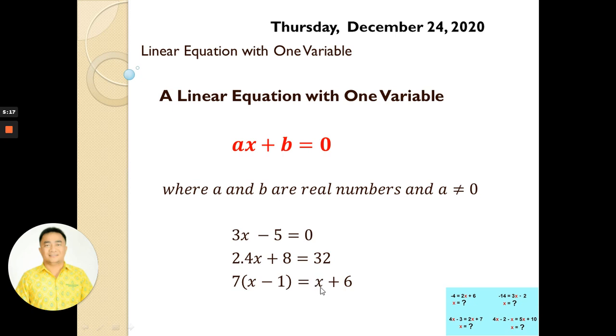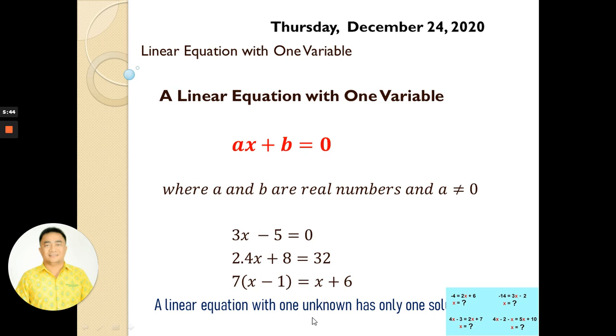Did you understand? Now we have here our example number 1. Remember again the additional information that a linear equation with one unknown has only one solution, meaning only one answer. So there's only one answer for the unknown or the variable.